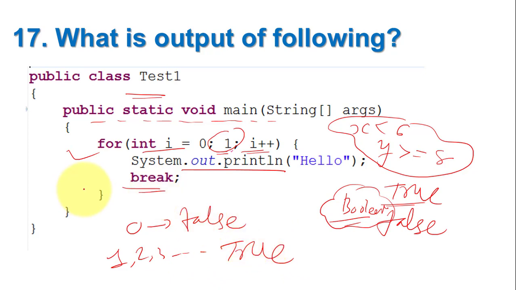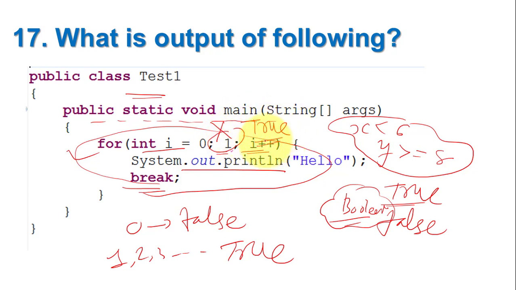So if you write the same loop in C language, then this one is taken as true. It will enter inside, print hello, and it will break. So it will exit the loop and print hello one time. But in Java, this one is not true. If you really want to execute this program correctly, then you have to write true here.